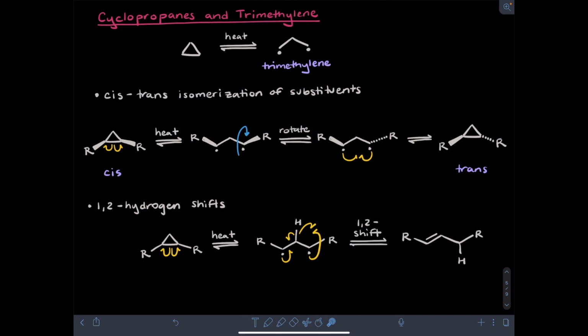For cyclopropanes, they are very reactive, and it's difficult to predict whether cis-trans isomerization or this 1,2 hydrogen shift would be favored. You'd really have to look at experimental data.